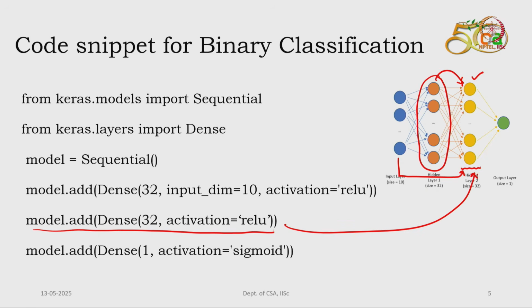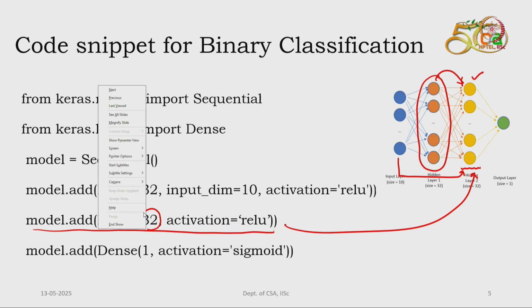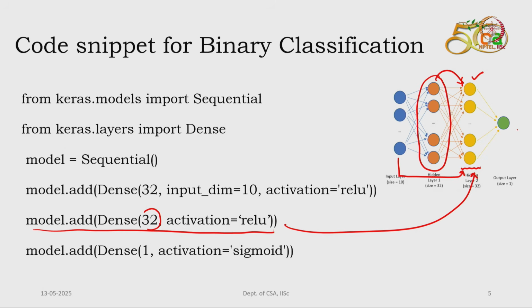So, in the second hidden layer, how many neurons are there? There are 32 neurons in the hidden layer. Okay, that is the reason we are writing 32. And why is it Dense? Because it is a fully connected neural network.